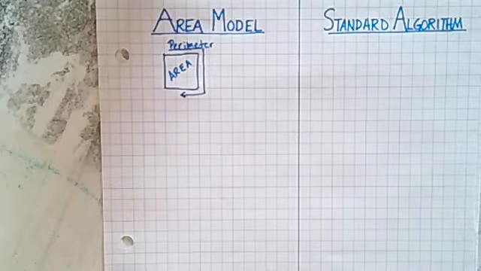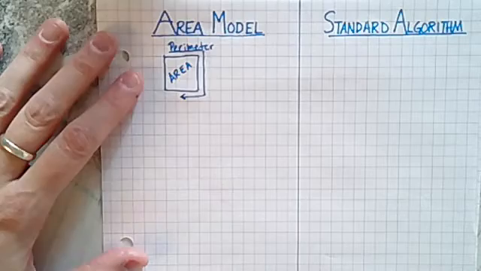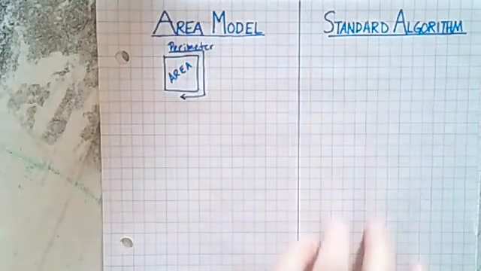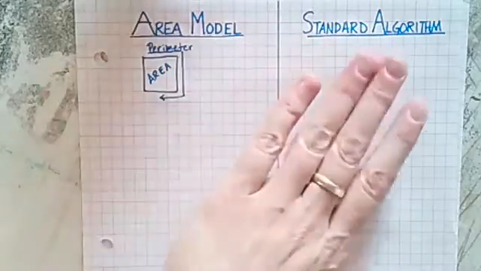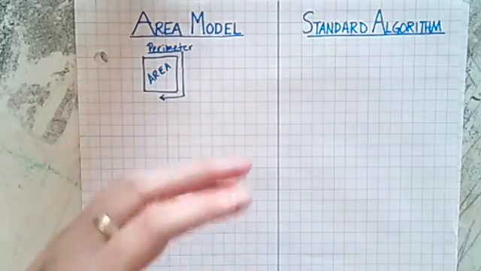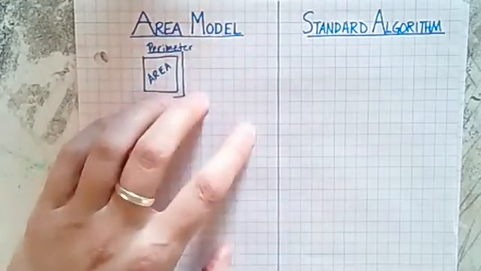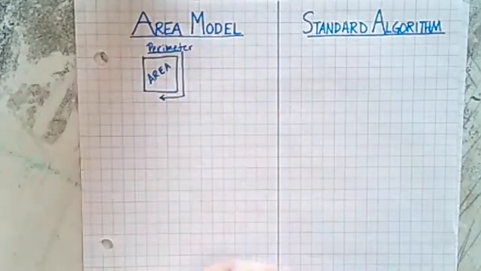So we are going to take a double-digit multiplication equation and we are going to solve it both in the area model, and then we'll solve it a second time using the standard algorithm. You can choose either strategy to solve a multiplication problem. Again, it's not about how we get there, it's making sure that we do get there.